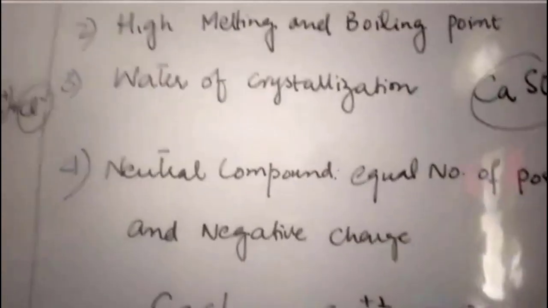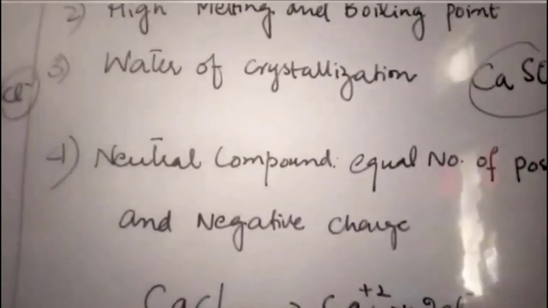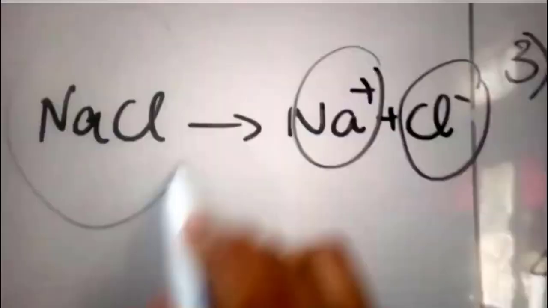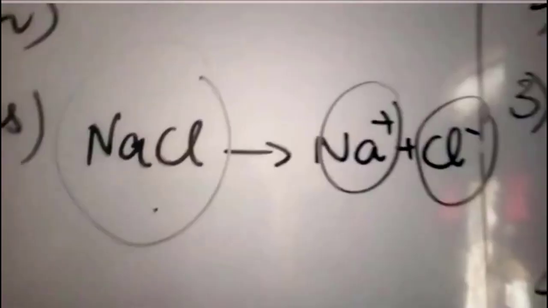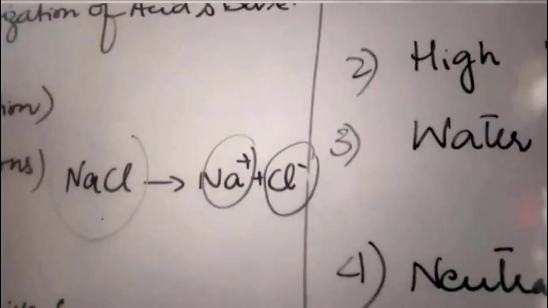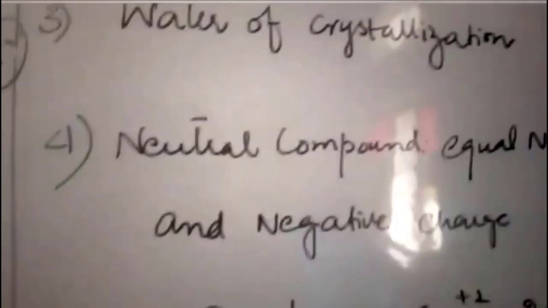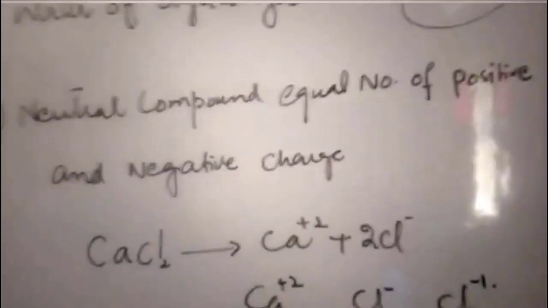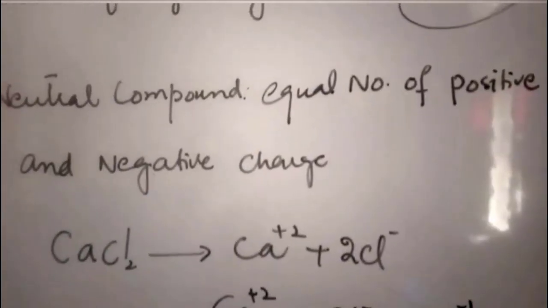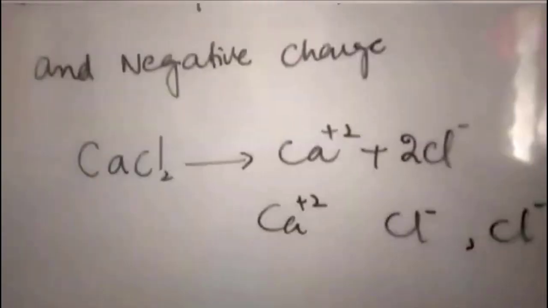The fifth one, neutral compound. Salts are neutral compounds. You can see in this there is no positive or negative charge. It is a neutral compound. If it has a positive or negative charge, it will react. So salts are basically inert because they are neutral. The reason behind this is that they have an equal number of positive and negative charges. No doubt they don't have an equal number of positive and negative ions, but they have an equal number of positive and negative charges. I can show you an example.